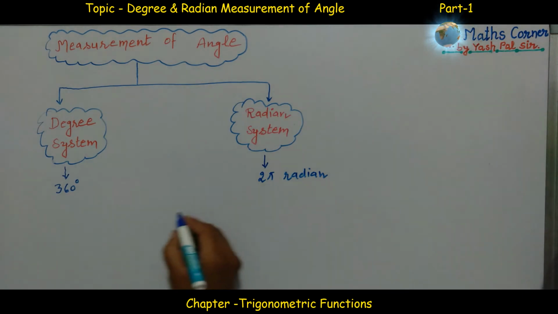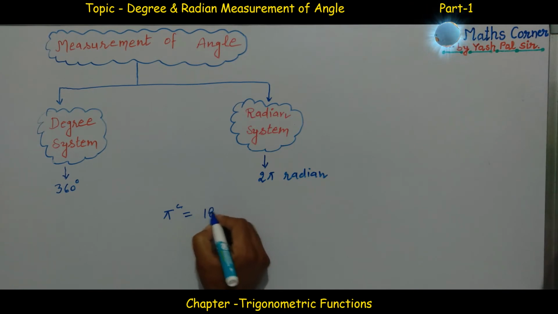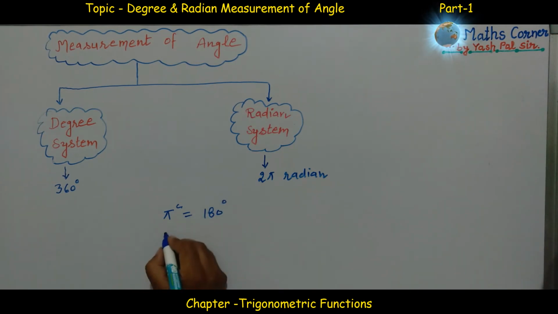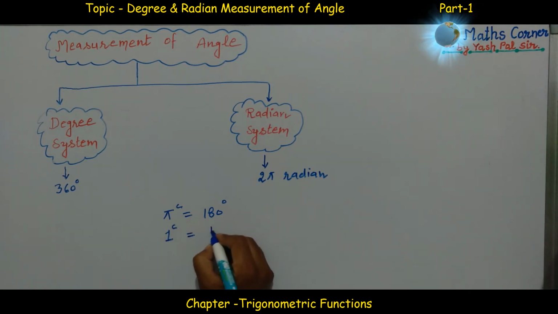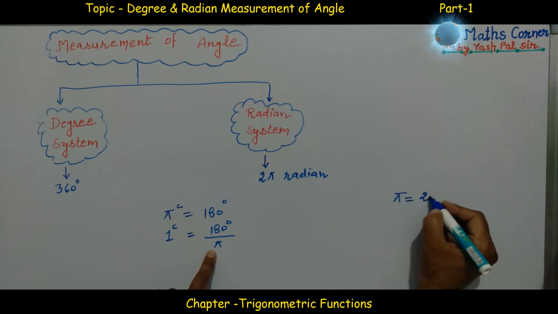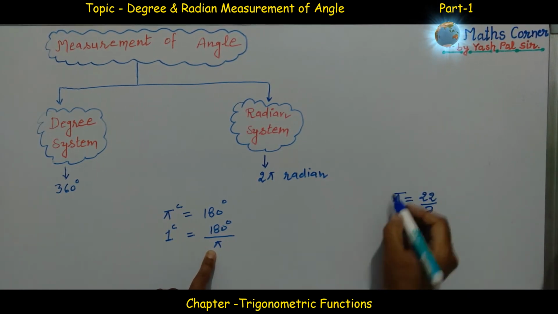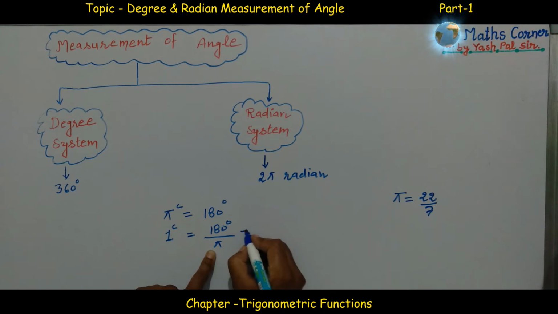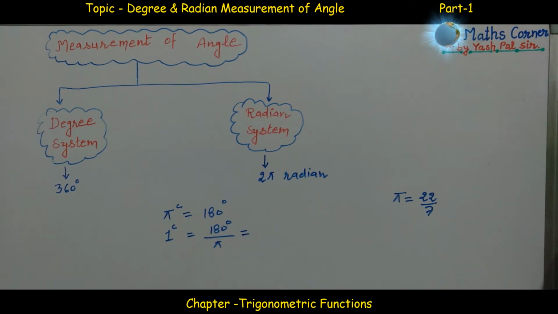First of all, we know that pi radian is equal to 180 degrees. So what is the value of 1 radian? Of course, this is 180 degrees divided by pi. Now the value of pi, we take equal to 22 divided by 7. After substituting here, the approximate value of 1 radian is equal to 57 degrees 16 minutes.